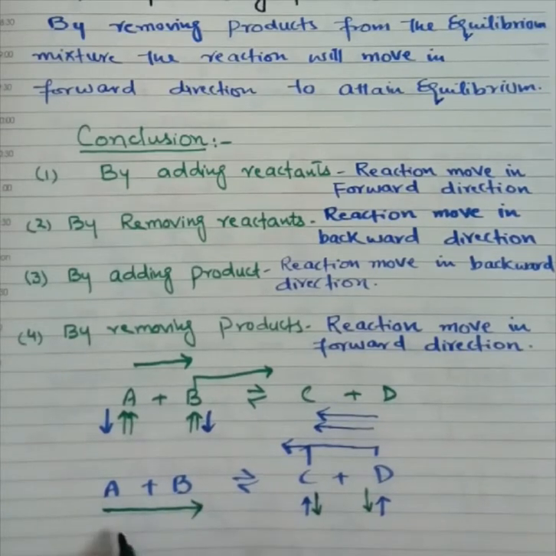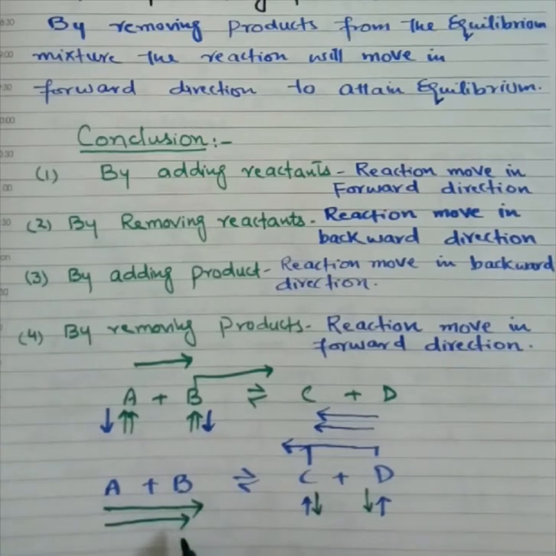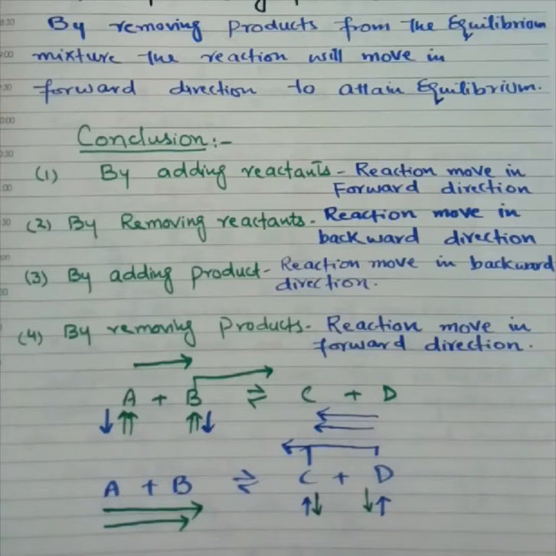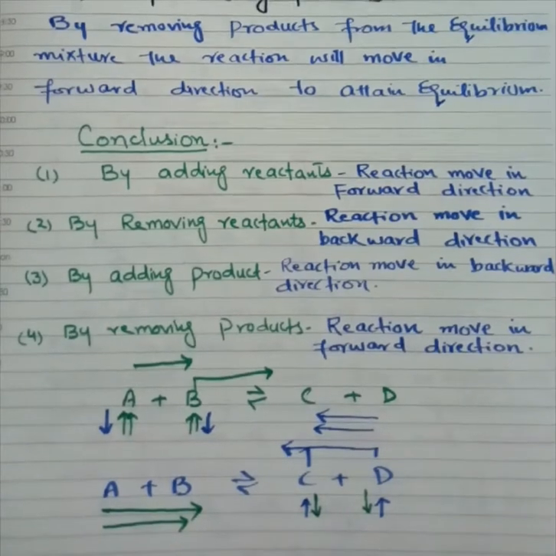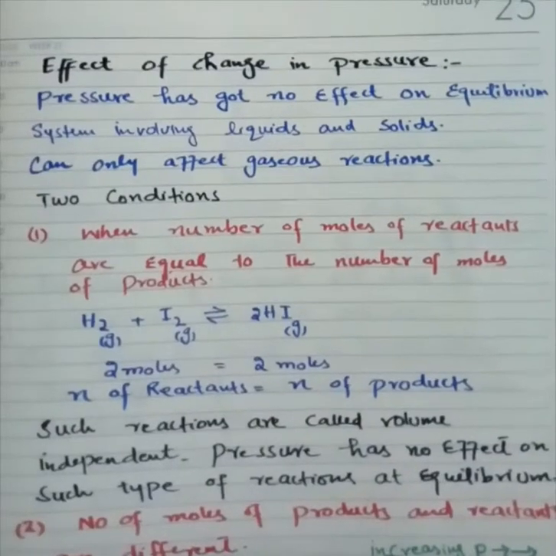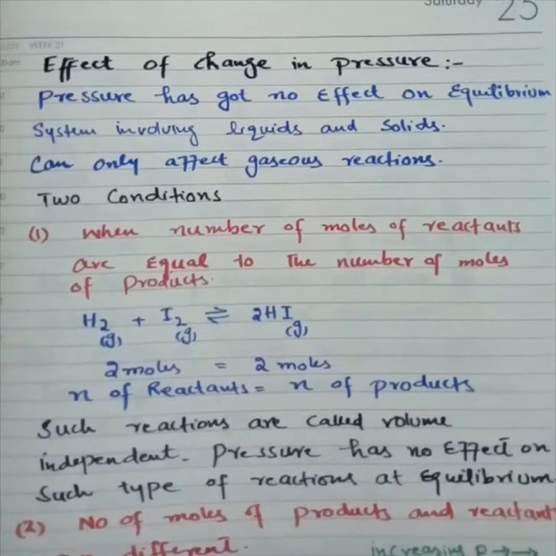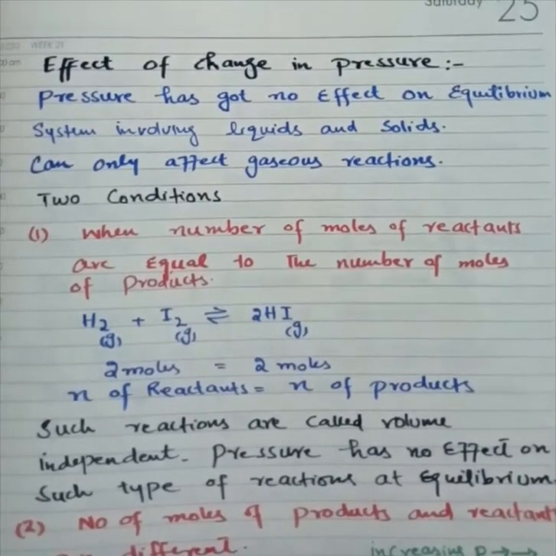Now if you remove C, or you remove D, in both cases the reaction will move in the forward direction. That is the effect of concentration upon the equilibrium state. Now next is the effect of pressure, the effect of change in pressure upon the equilibrium state.